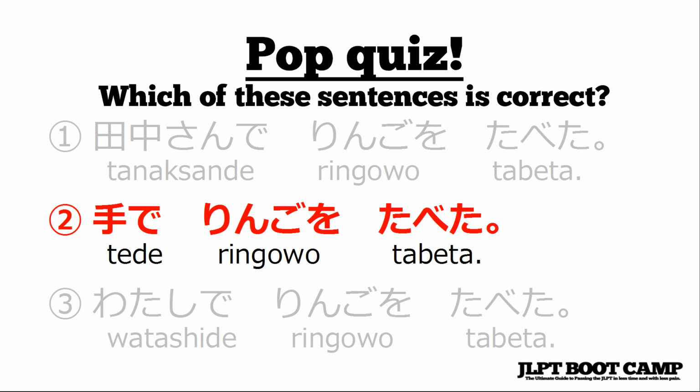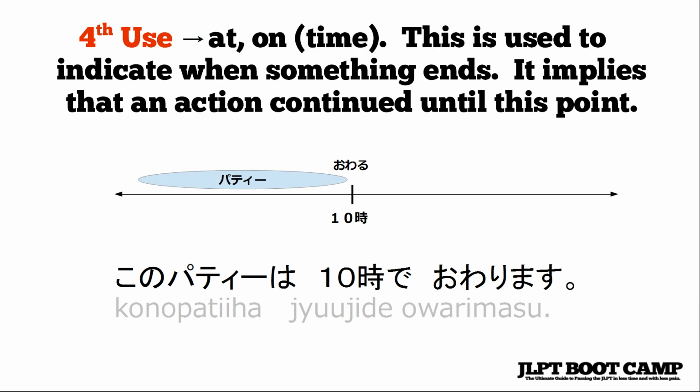So, all right. The fourth and final use, at, on, time. And this is used to indicate when something ends. We use de for that. It implies that an action continued until this point. So for example, kono party wa 10 de owarimasu. The party ends at 10 o'clock. So the party was going on, and then at 10 o'clock it finished.